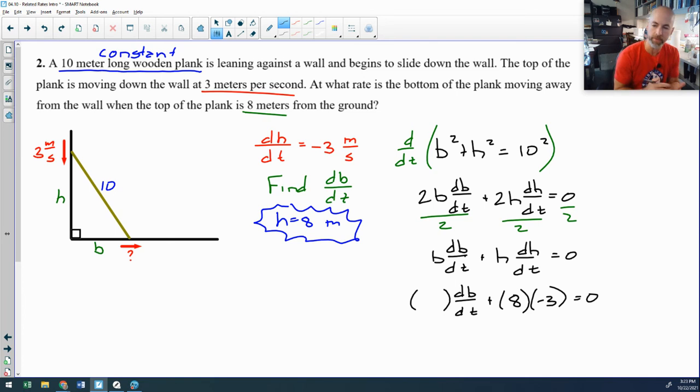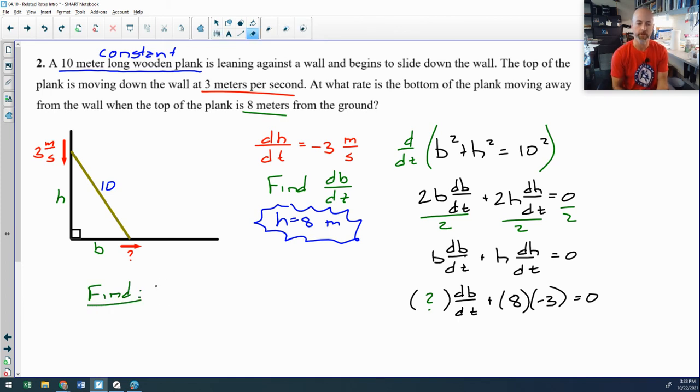And we have a little bit of a problem. I don't know what b is. I have to find b. This is something that happens relatively frequently in related rates. You find the derivative, you start plugging in, and you realize you are missing a little bit of information. And so I now need to find b. There are some exceptions to this, but a lot of times to find missing variables, you simply go back to your original equation, b squared plus h squared equals 10 squared. And we can solve for b at this instant when h is 8.